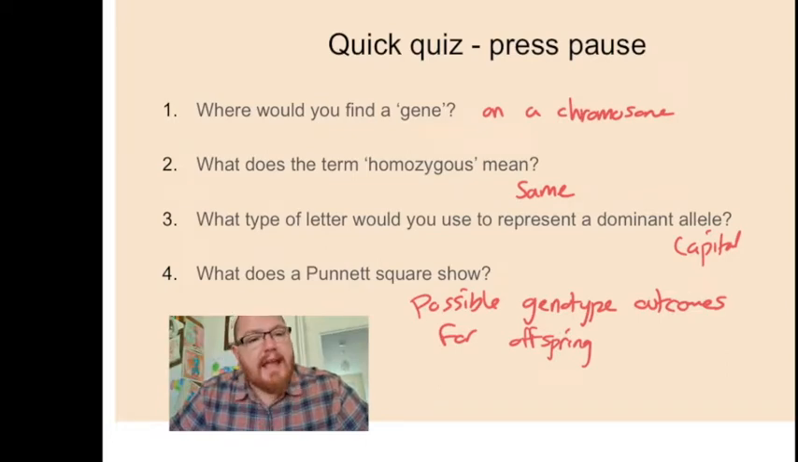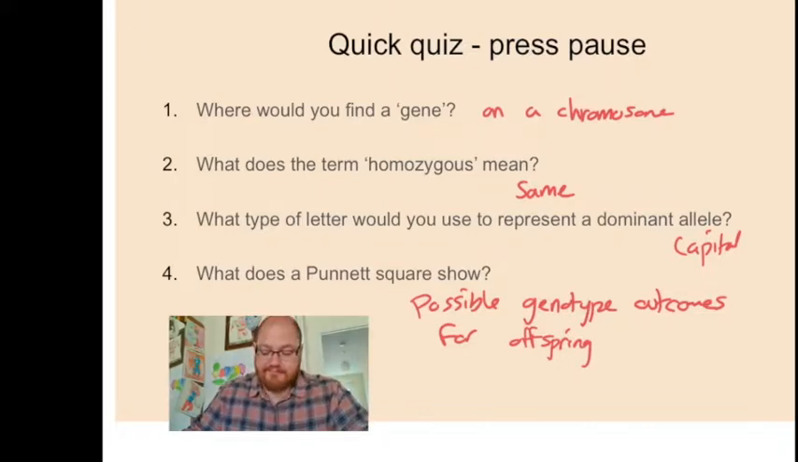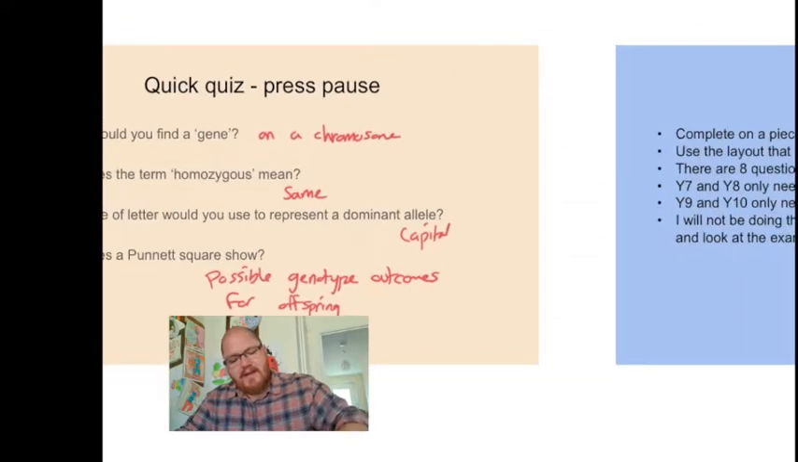Where would you find a gene that is on a chromosome, or you could have said DNA? Okay, you find a gene on the chromosome. What does the term homozygous mean? It's the same, or you could have gone into more detail and said the same genotype. It's a more specific answer there. What type of letter would you use to represent the dominant allele? It would be a capital letter. And then what does a Punnett square show? That was a tough one. It's possible genotype outcomes for offspring. Okay, tough one that. Let's have a look at the assignment.